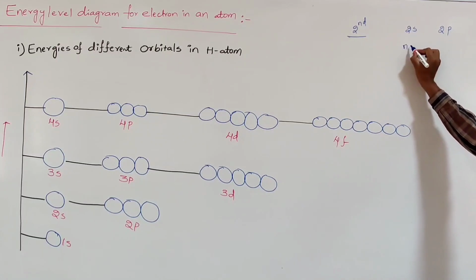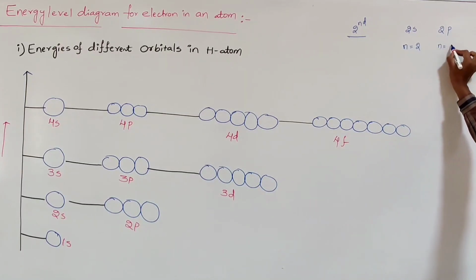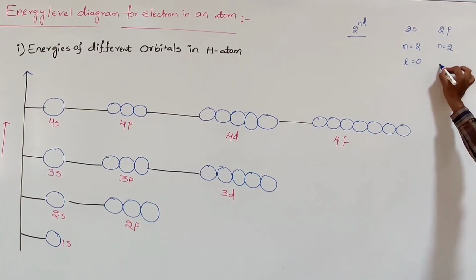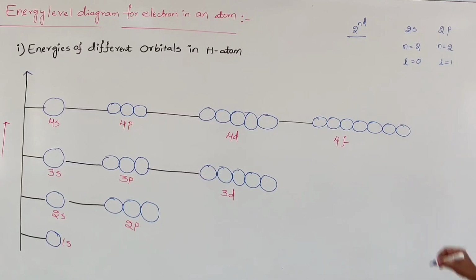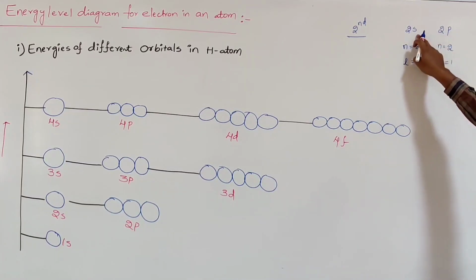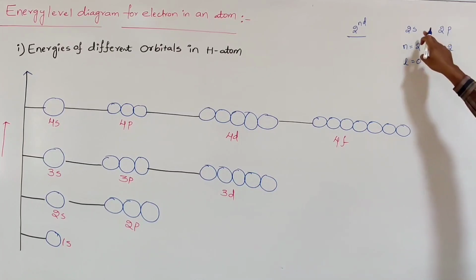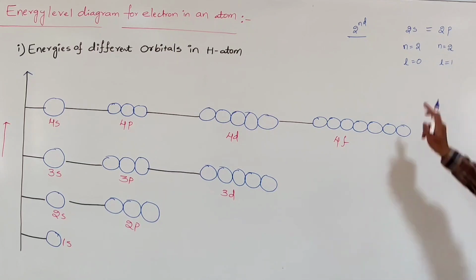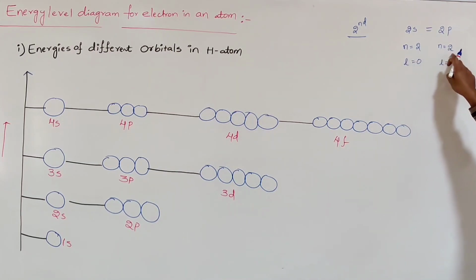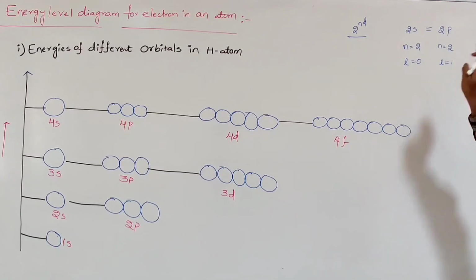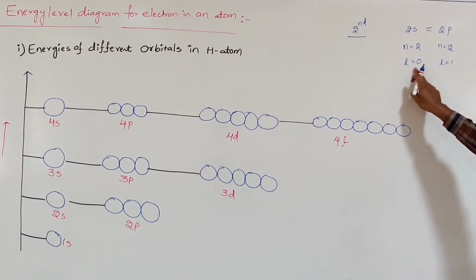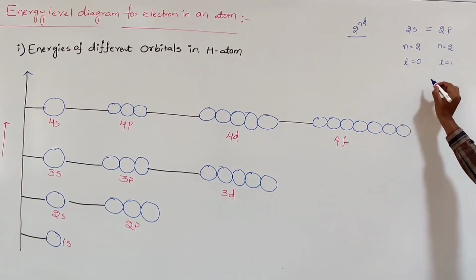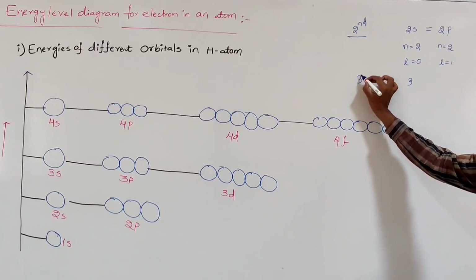Here the principal quantum number n is equal to 2, and here also n is equal to 2. Here l is equal to 0, here l is equal to 1. So both the subshells are present in the same energy level, so their energies are same, that is 2s is equal to 2p. That means all the subshells present in a given principal energy level have the same energy even though their azimuthal quantum number is different.